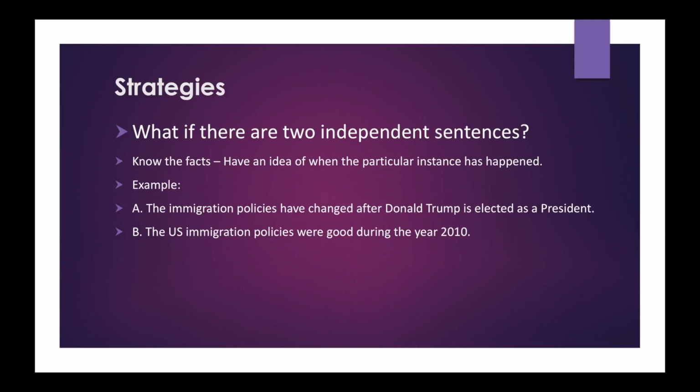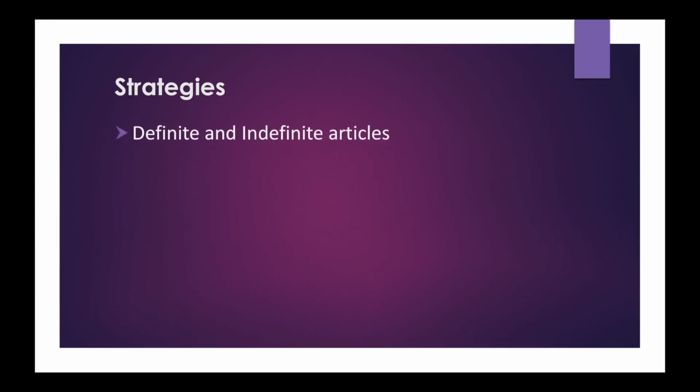We will see the next strategy. Definite and indefinite articles. Words with articles such as a and an are indefinite articles, which are always used to introduce the subject. The is a definite article and is used to mention the subject the second time. We will see one example for this.